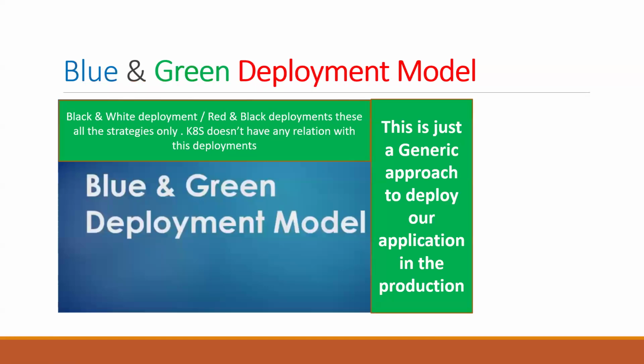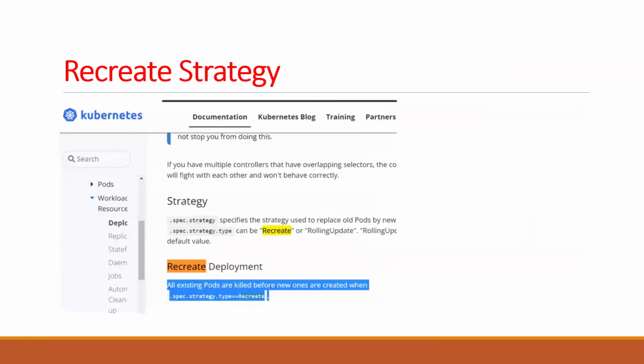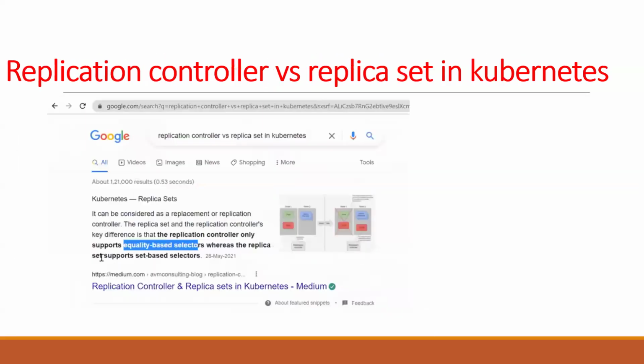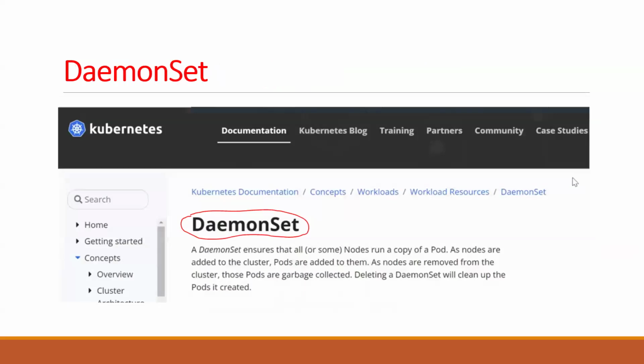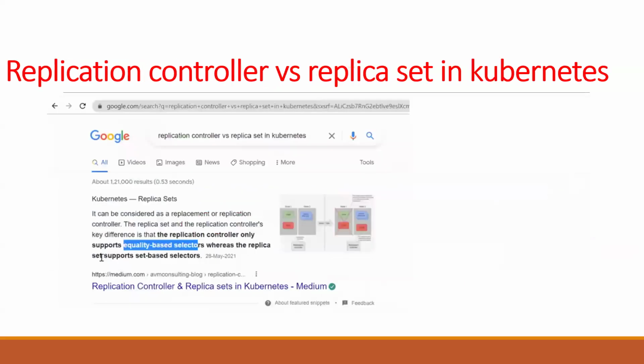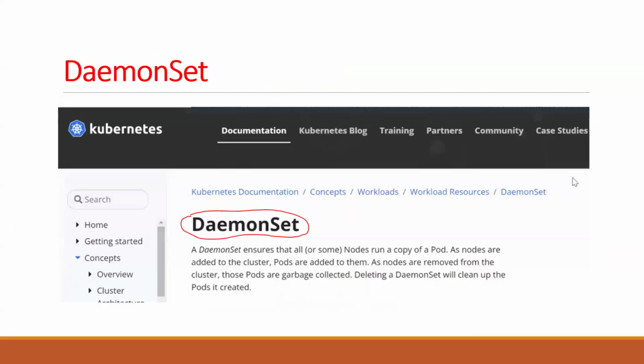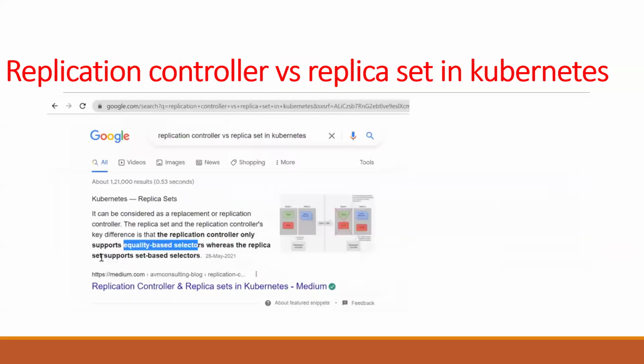There is also a blue-green deployment model, which we'll cover later. Understood? So why deployment? Because of zero downtime, rollout and rollback features, and auto scaling capabilities available in the deployment. That is the reason we are using deployment.